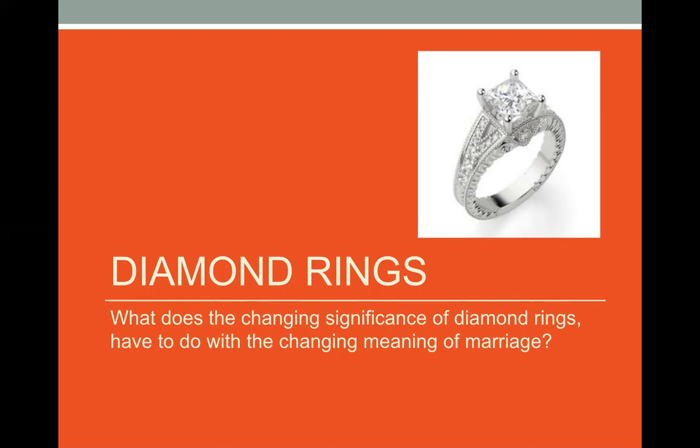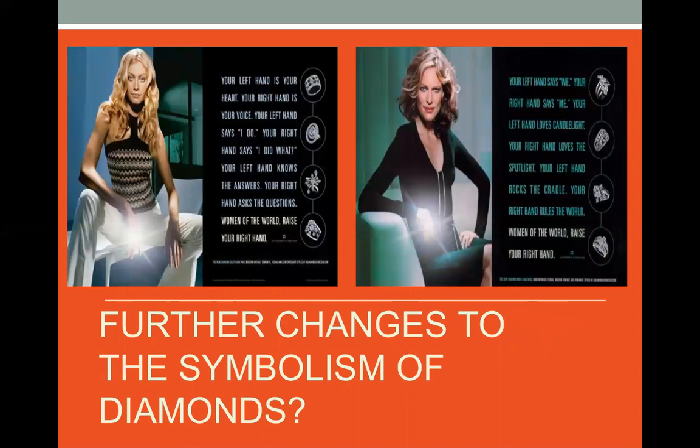And so now, of course, we think about diamond rings, especially rings worn on our left hand, on our ring finger, right? We associate that with being a very well-known symbol of being engaged. Now, of course, the symbolism of diamonds has further changed, because what diamond ring companies, jewelers like De Beers, discovered is that by just marketing diamond rings to women who are getting engaged, they were really limiting their consumer base.